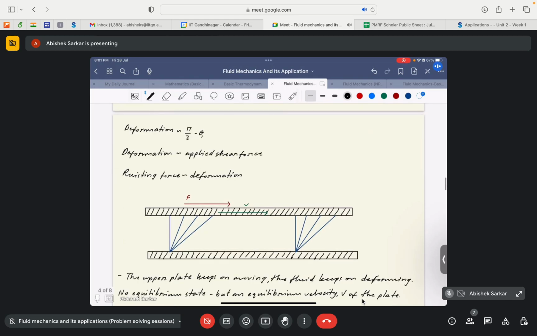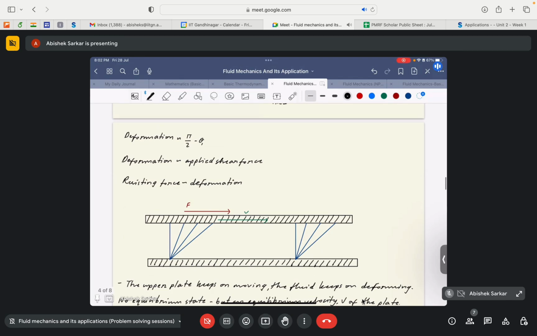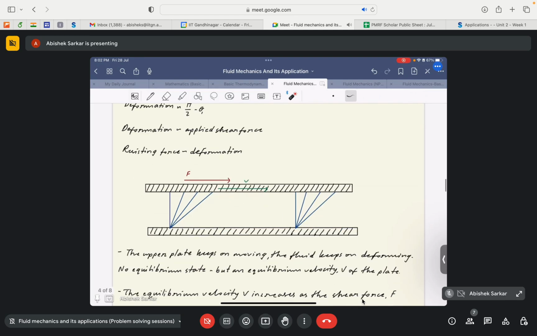And another fundamental concept is that this resisting force that resists the deformation of the object would be proportional to the net deformation. That is, higher the deformation, higher would be this resisting force. Okay, but these kinds of resisting forces we do not see in the case of fluid.